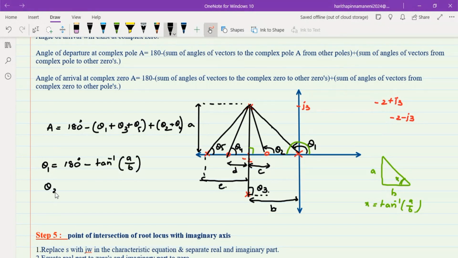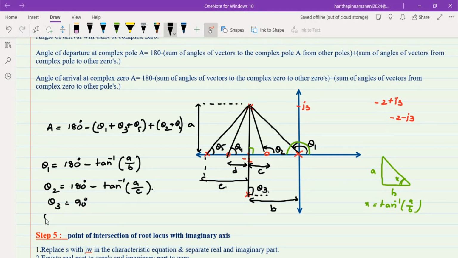Next, theta 2. Where is theta 2? This is theta 2. So theta 2 also like this. This total angle is 180. So for getting theta 2 also, you have to subtract the angle from 180. 180 minus tan inverse. So this distance is A, and this distance here is C. So A by C. Next, theta 3 angle is 90 degrees directly. This is the angle theta 3.